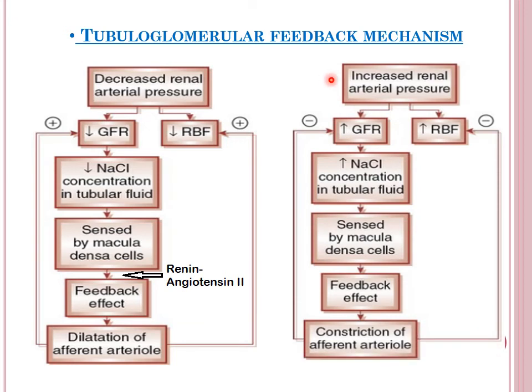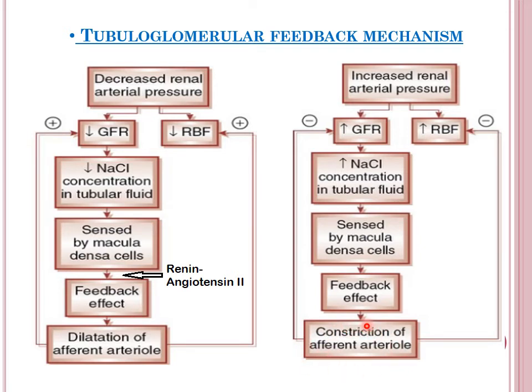And second, let us suppose there is an increase in the mean arterial pressure. So the opposite things will be seen. Increased mean arterial pressure will cause an increase in the renal blood flow as well as the GFR. That will increase the sodium chloride concentration in the tubular fluid, which will be sensed by the macula densa cells. So the increased sodium chloride concentration sensed by the macula densa cells will cause the release of vasoconstrictors, and these are mainly causing constriction of the afferent arterioles.